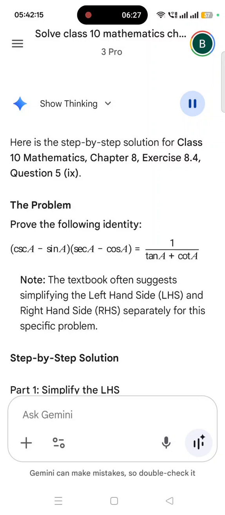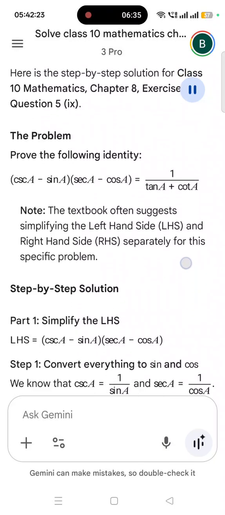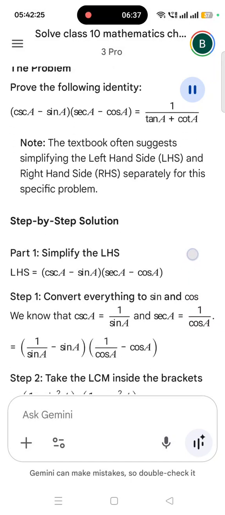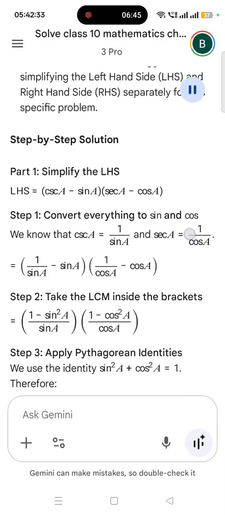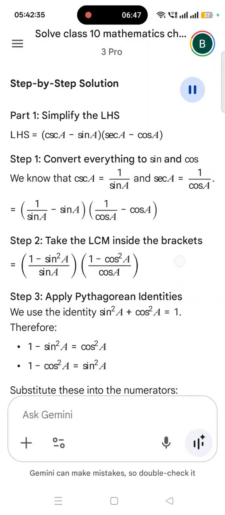Here's the step-by-step solution for Class 10 Mathematics, Chapter 8, Exercise 8.4, Question 5-9. The problem: prove the following identity. Note: the textbook often suggests simplifying the left-hand side, LHS, and right-hand side, RHS, separately for this specific problem. Step-by-step solution, Part 1: simplify the LHS.